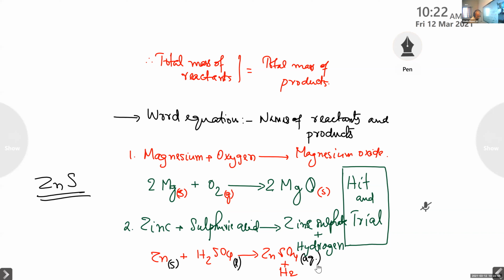For that also, if you want, you can write AQ, or else writing liquid is enough. Sulfuric acid is liquid always. So zinc solid plus sulfuric acid liquid giving zinc sulfate AQ and a dot. AQ with a dot.